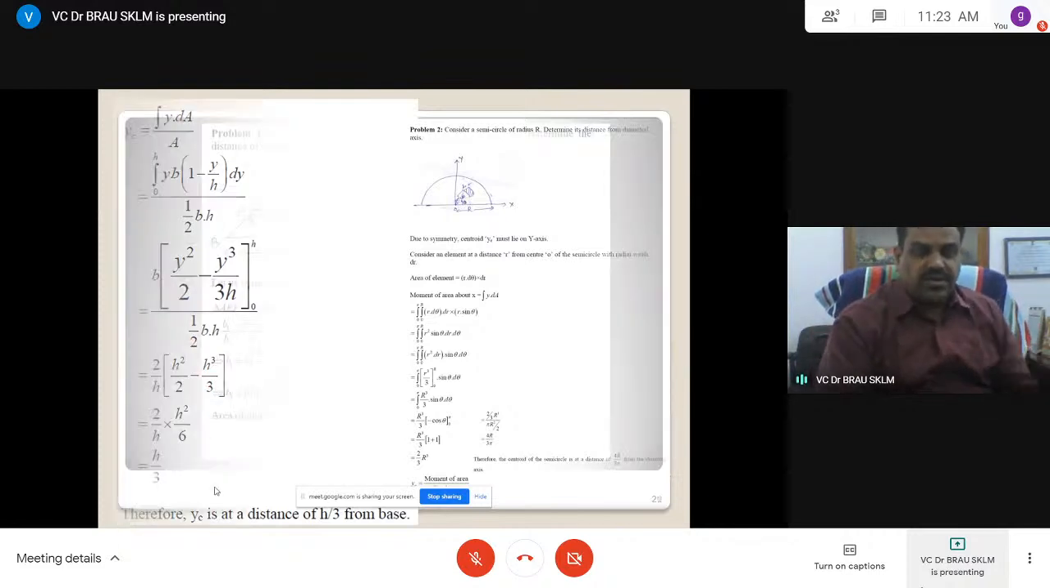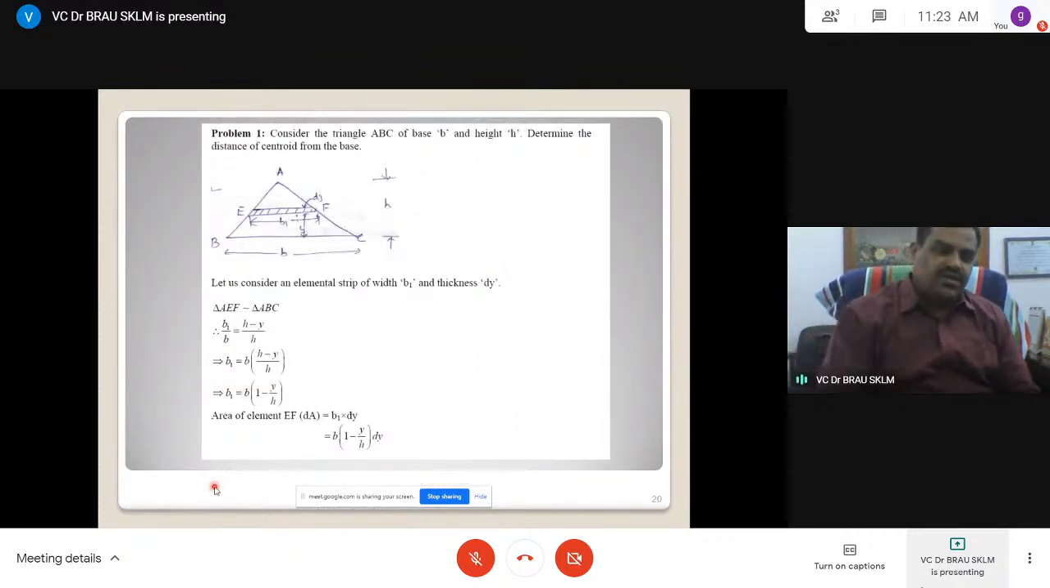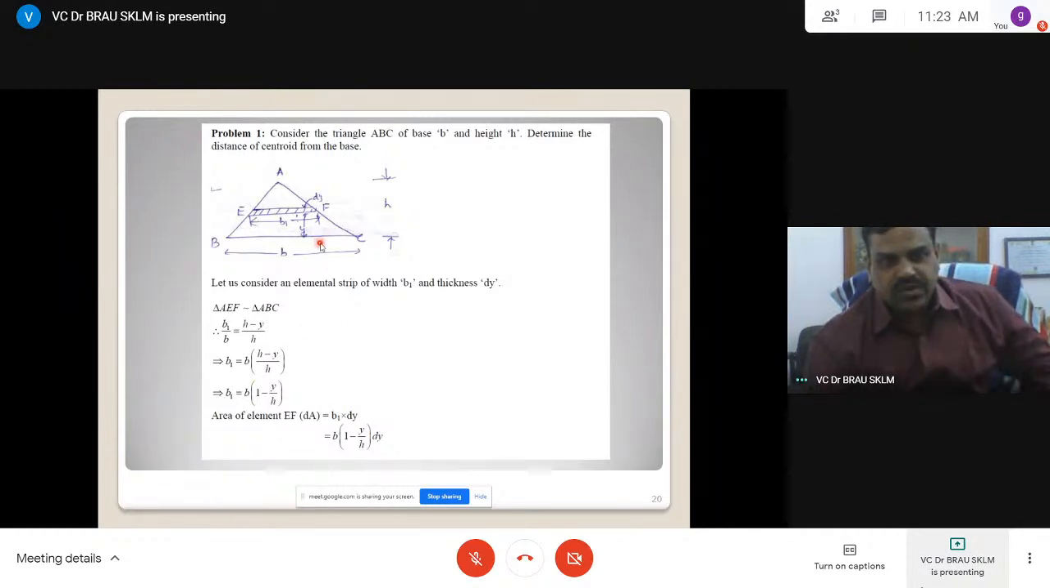Or in other words, for a triangle, the centroid distance is h by 3 from the base. The centroid for a triangle is h by 3.